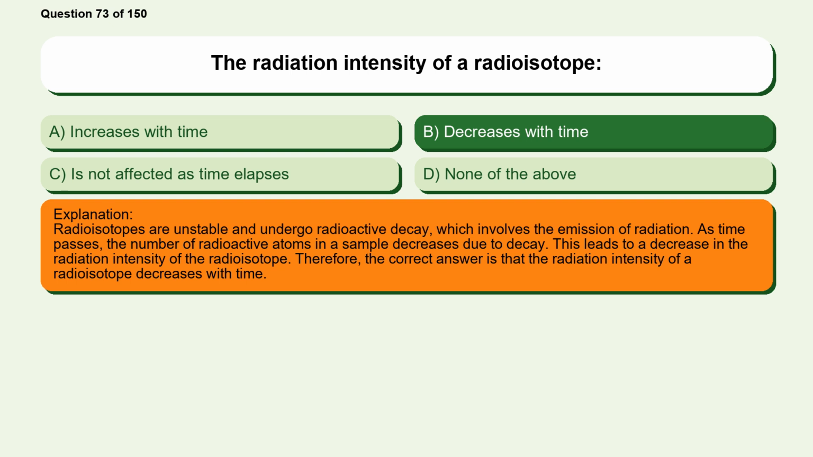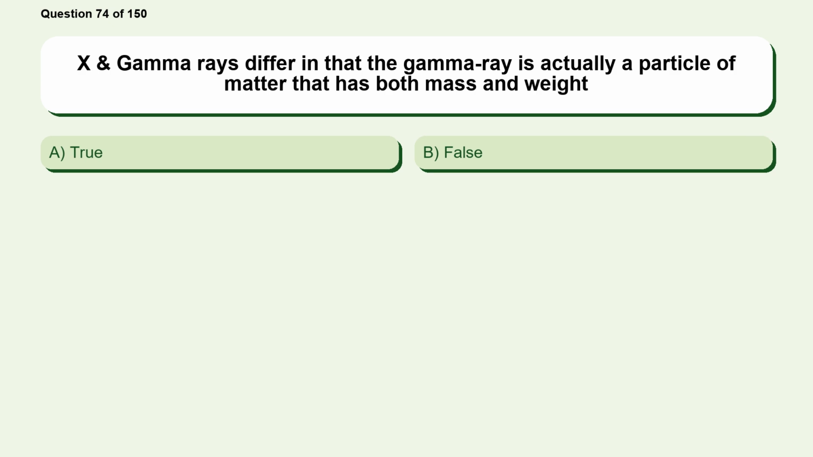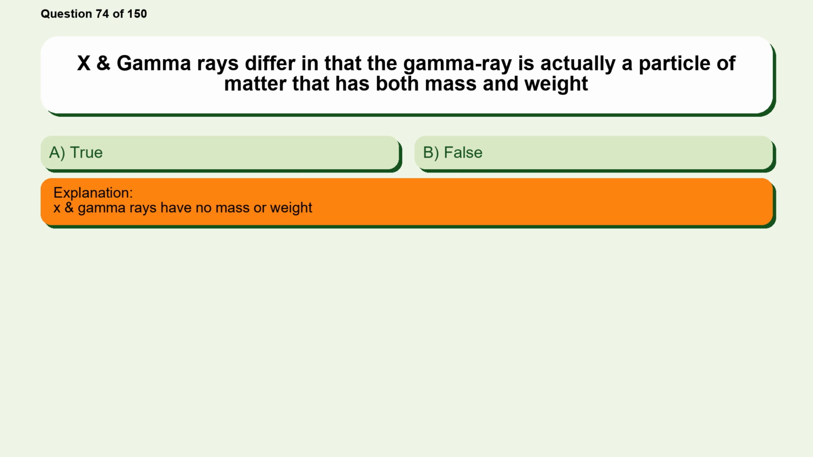Therefore, the correct answer is that the radiation intensity of a radioisotope decreases with time. Question 74. X and gamma rays differ in that the gamma ray is actually a particle of matter that has both mass and weight. Option A, true. Option B, false. The correct answer is option B, false. X and gamma rays have no mass or weight.